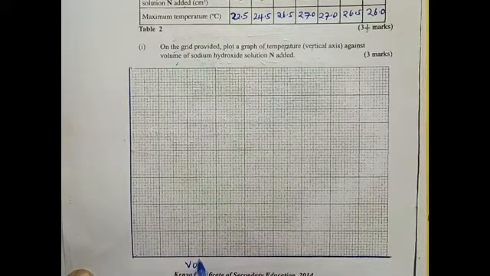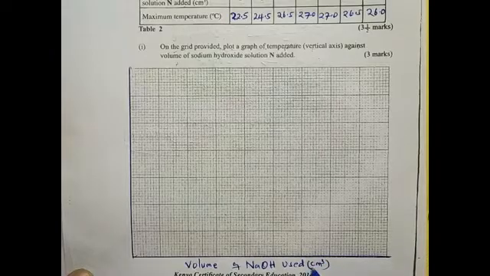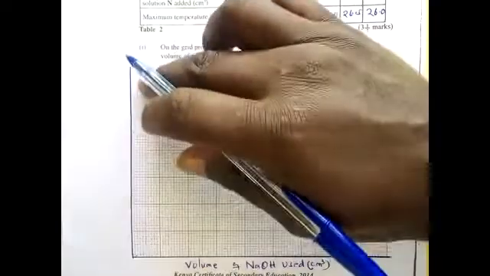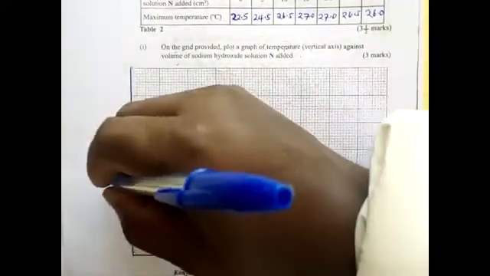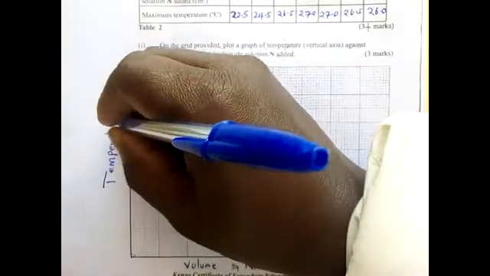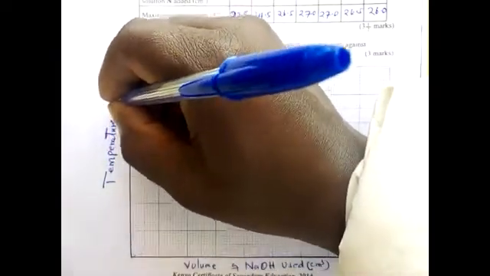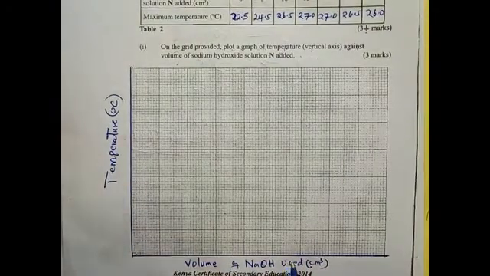So here you write volume of sodium hydroxide used. The volume is in centimeters cube. Here you write temperature because this is the temperature against. So here we write temperature in degrees Celsius. By doing that, you have scored a labeling mark.